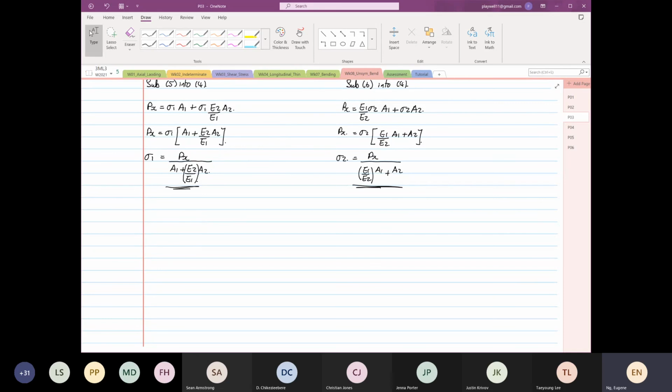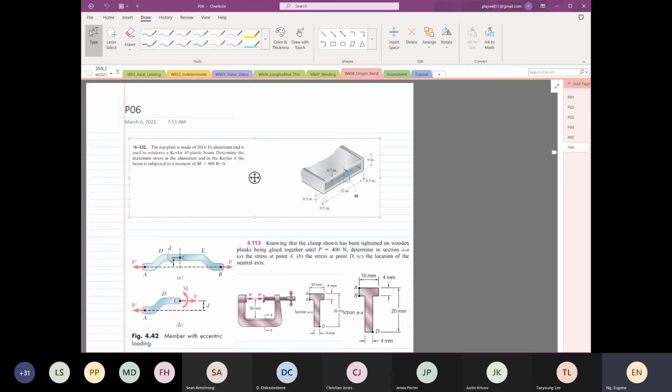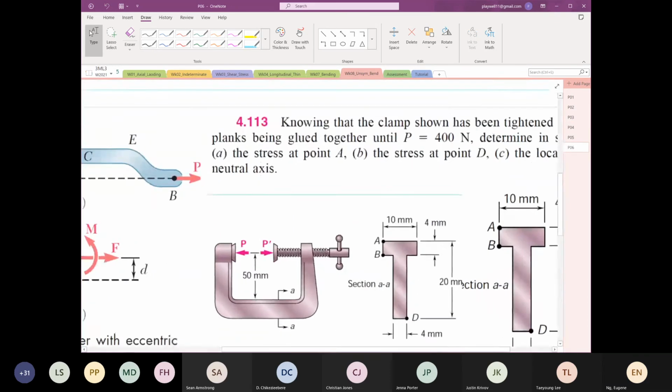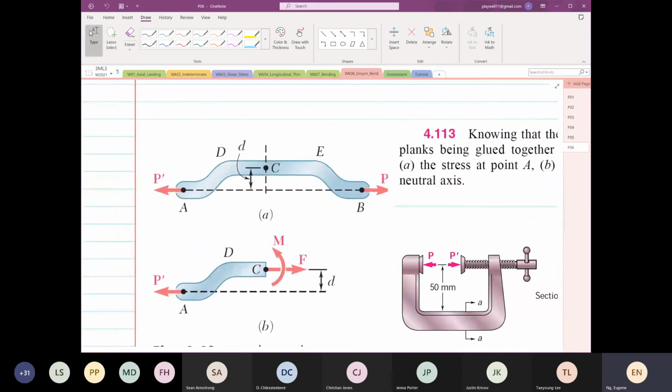So when you come back, why do I highlight this? Why do you guys say, hey Eugene, this is bending? Why do we do this? When you come back from break, we're going to do eccentric loading. Eccentric loading means what? At point C, where the structure or a fracture will be under both axial loading and what? Bending moment.